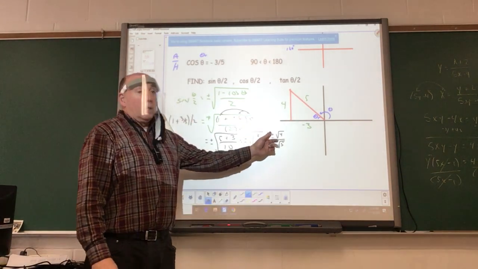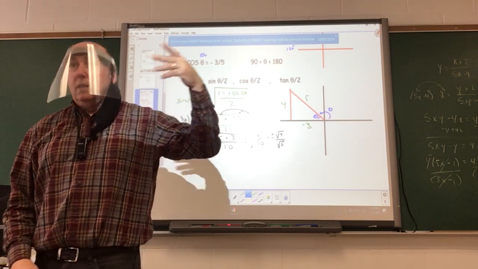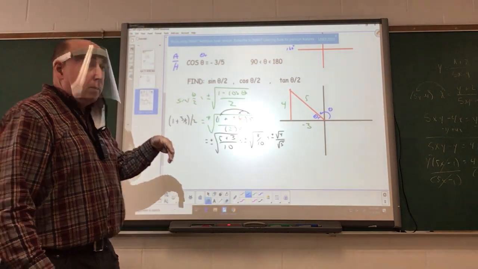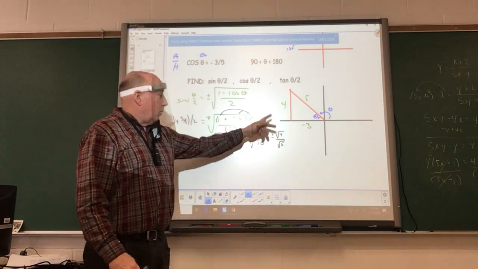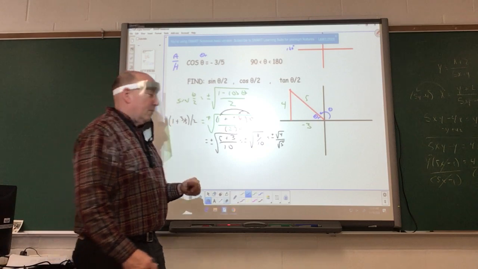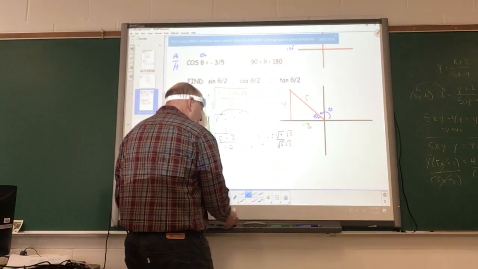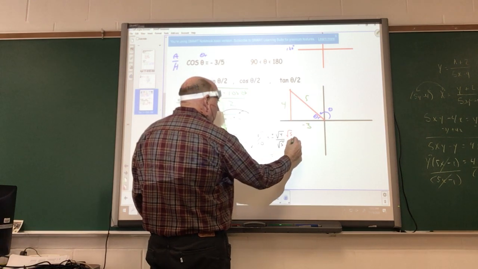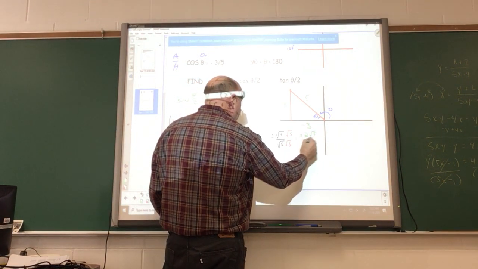Okay, square root of 4 we can do, that gives me 2, but square root of 5 we can't do, so to rationalize this, what do we have to multiply top and bottom by? So we're left with plus or minus 2 square root of 5 over 5.